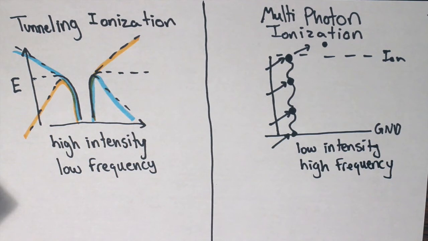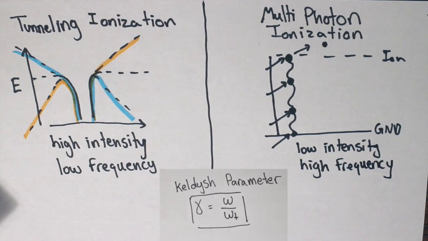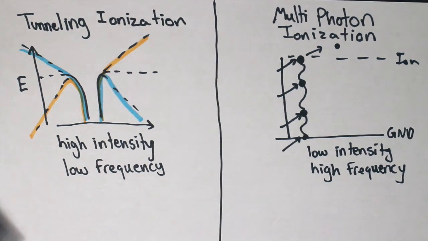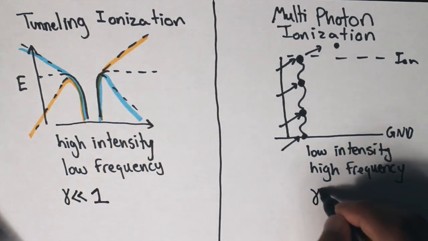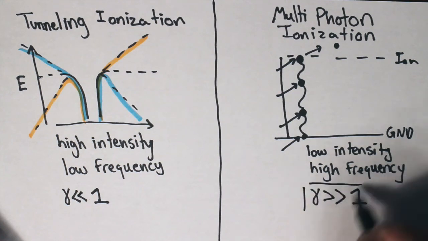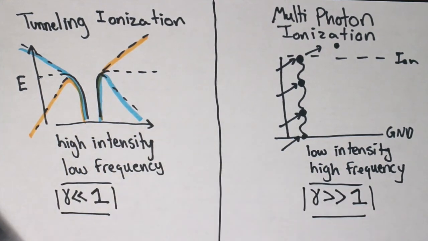Both these mechanisms that we've covered can be considered the extreme cases of the general process of nonlinear photoionization. This fact was understood by a Russian physicist named Leonid Keldysh in the 1960s, and he came up with something called the Keldysh parameter, which governs the transition between multiphoton ionization and tunneling ionization. The Keldysh parameter is defined as the ratio between the laser frequency and the tunneling frequency. Essentially, if the Keldysh parameter is high, multiphoton ionization is more probable, whereas if the Keldysh parameter is small, tunneling ionization is the more probable mechanism.